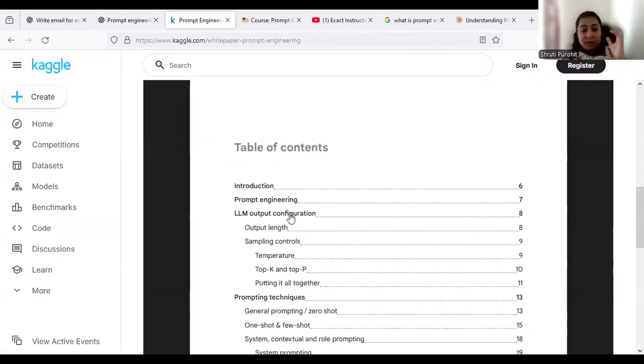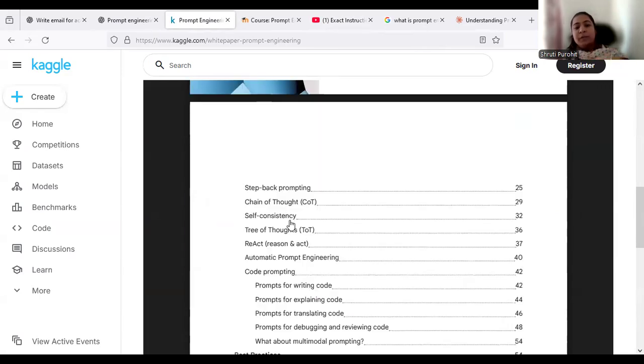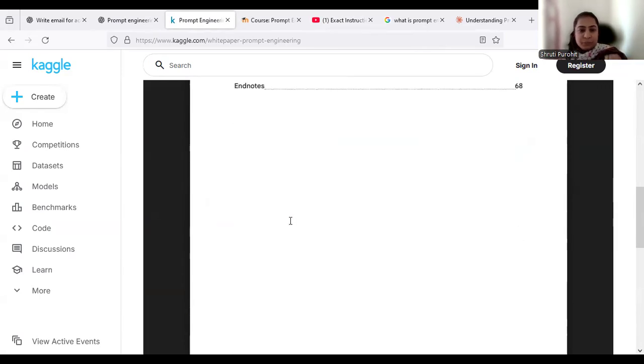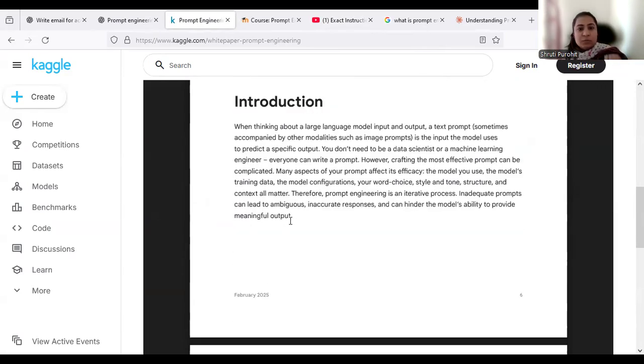Okay, so let's go ahead with this particular PDF one by one. When thinking about large language model input and output, text prompting is sometimes accompanied by other modalities such as images and word files, so different kinds of inputs are available with text prompting. This is the input the model uses to predict the specific output.